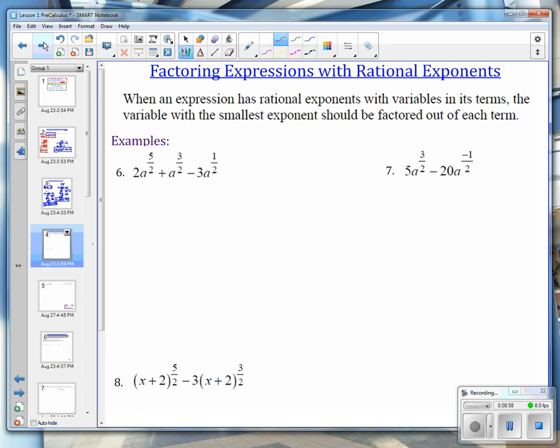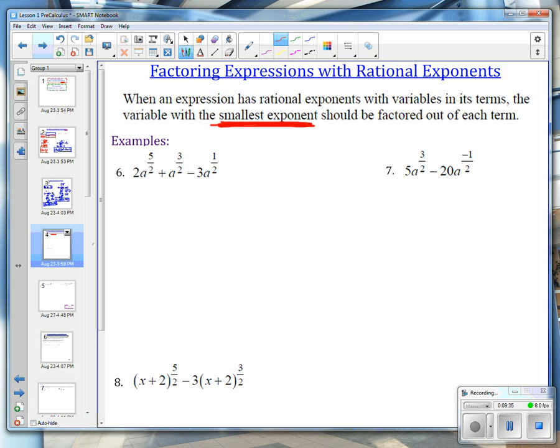It says when an expression has rational exponents with variables in its terms, so again, rational exponents just mean these guys here, these fractions, okay? The variable, this is important, with the smallest exponent should be factored out of each term. So basically what this is doing is it's finding a GCF. And when you found that GCF, what you're going to do is divide all of the terms by that GCF. And what this little rule is saying is your GCF is always the variable with the smallest exponent.